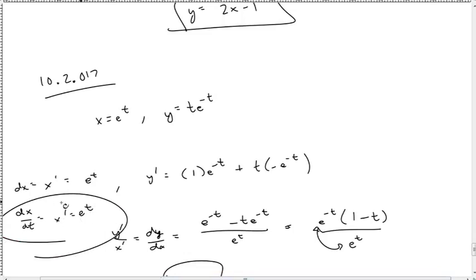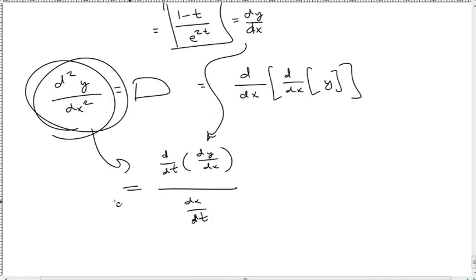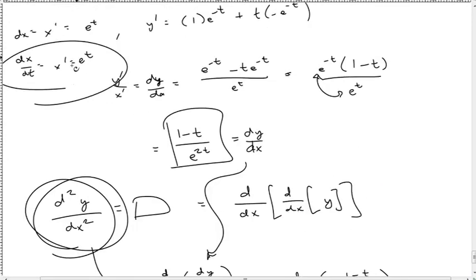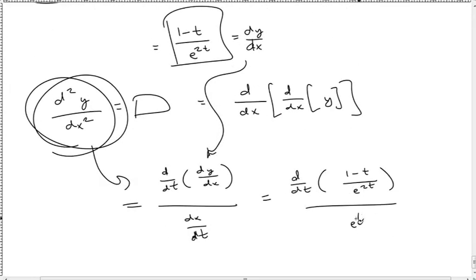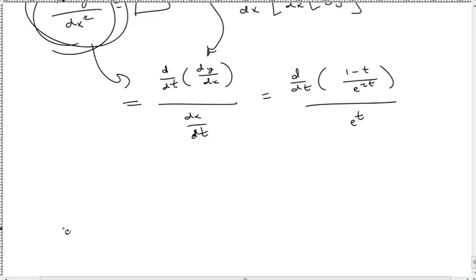And so I already have my x prime. I already have my first derivative, and so I'm saying find the derivative of (1 minus t) over e to the 2t, and then divided by my x prime, which is just going to be e to the t. That's it. I just literally plugged it in. Well, I still need to find the derivative of this top one, and that's going to be a quotient rule, of course.